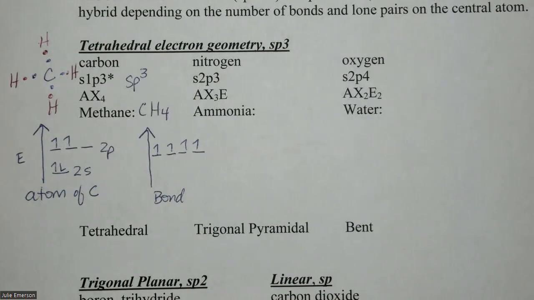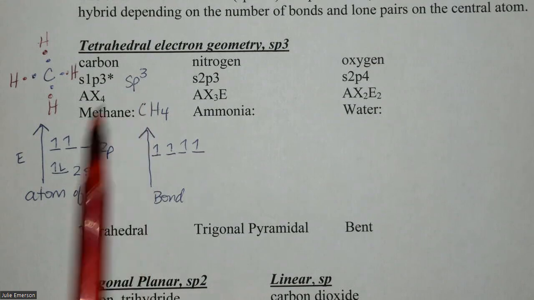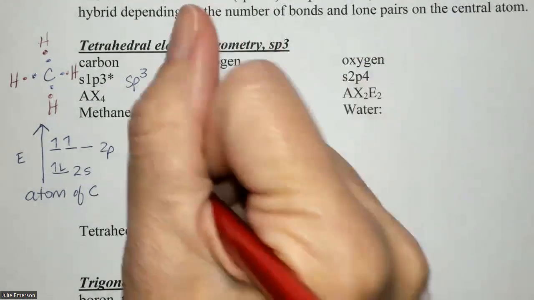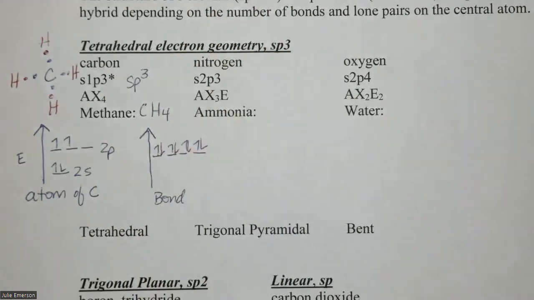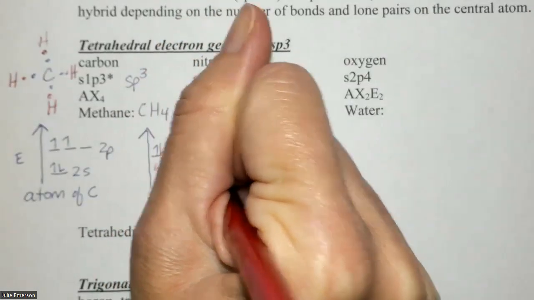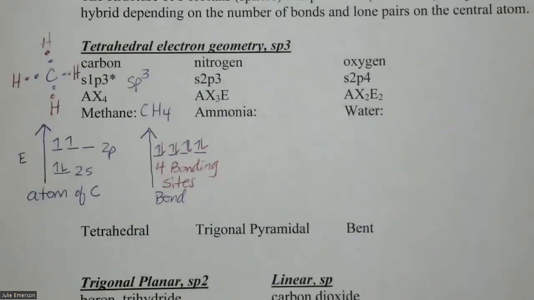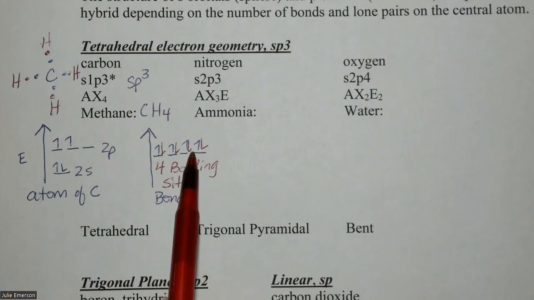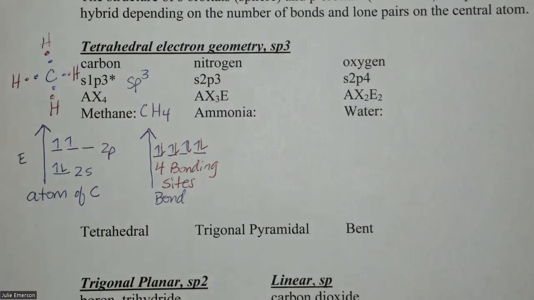So it doesn't stay s, px, py, pz. It morphs into that tetrahedral shape, which is an sp3 shape. And that's where that geometry comes in, which allows each hydrogen to bring in an electron. So we end up with four bonding sites here. If we need four bonding sites, we need four orbital hybrids. We need four spaces.